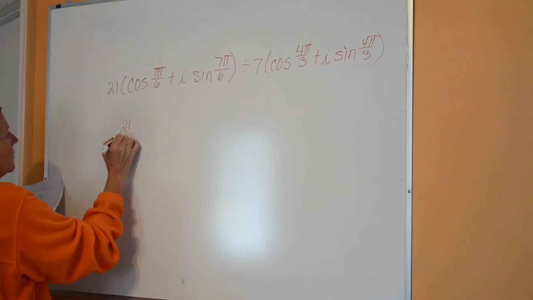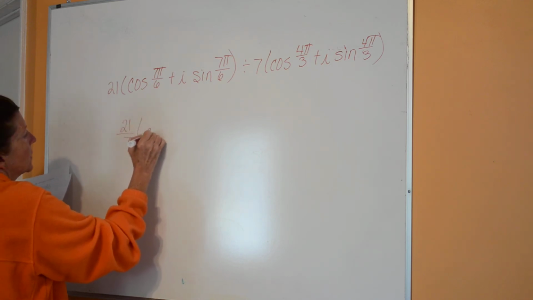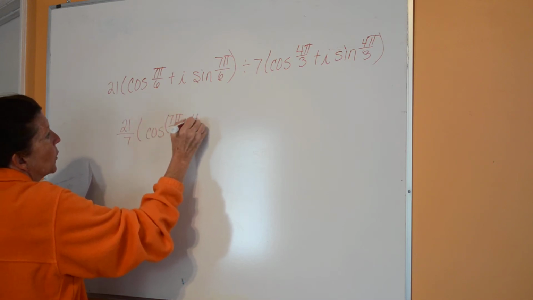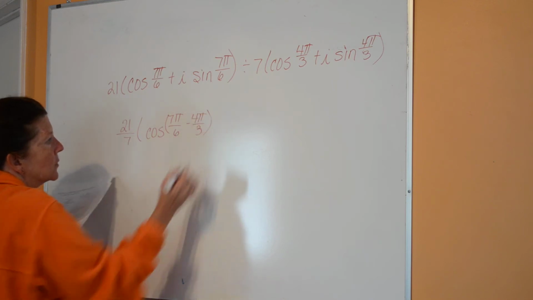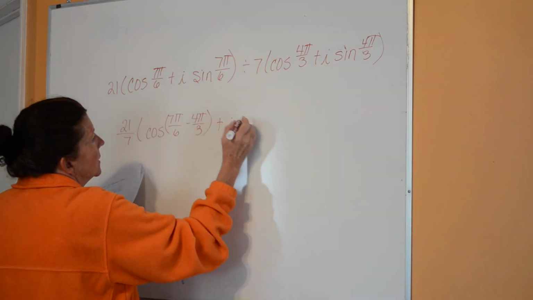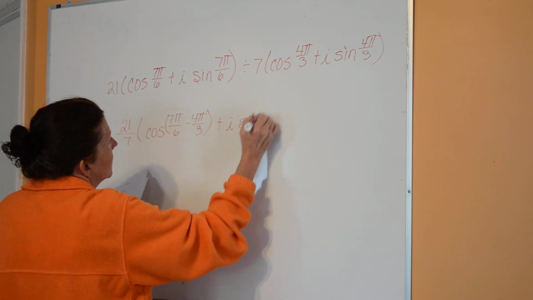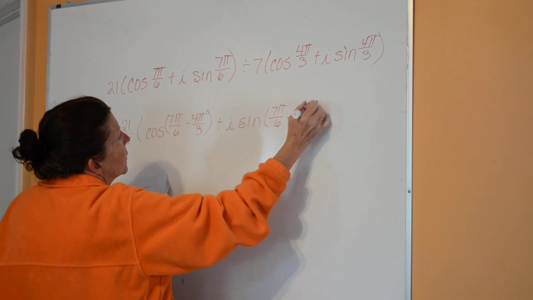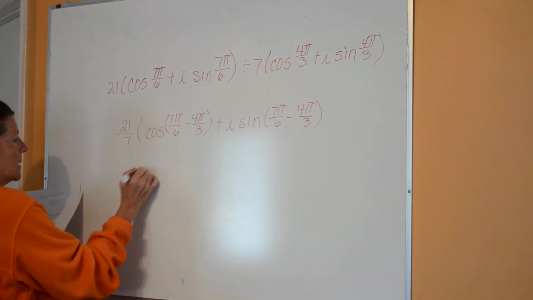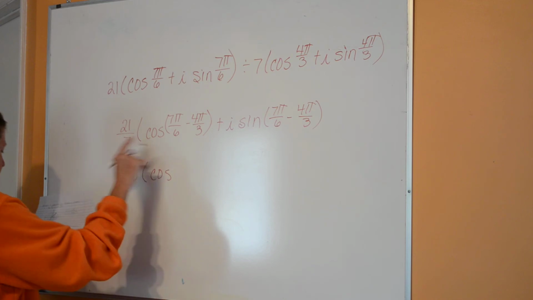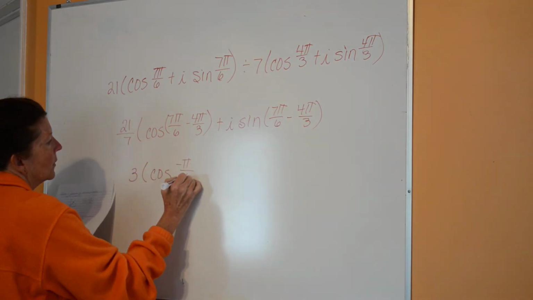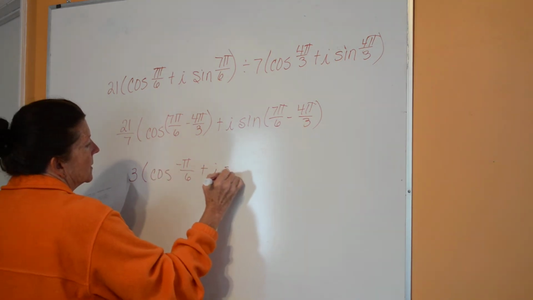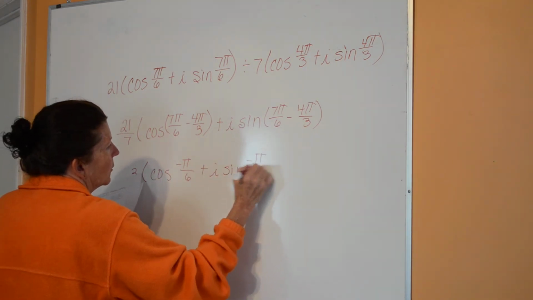So I have 21 divided by 7 times the cosine of 7 pi over 6 minus 4 pi over 3. So this time you're subtracting, plus i times the sine of 7 pi over 6 minus 4 pi over 3. So I have 3 times the cosine, and when I subtract this out I get negative pi over 6, plus i times the sine of negative pi over 6.